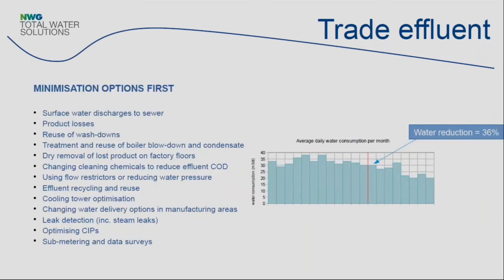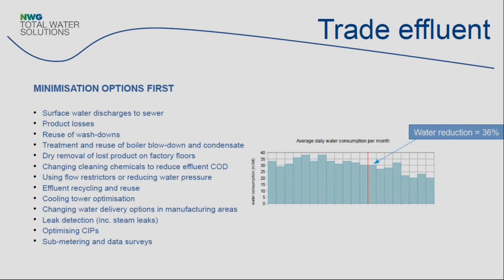So if we look at what these options could be, so let's say it's a manufacturing project and you want to have a look at options for reducing trade effluent. I've got a fairly lengthy list of things there that you would look at, which builds on the previous slide. So this would involve looking at all of these things, building up a picture, understanding exactly where all the effluent comes from, where all the water goes, what's it used for, and looking at how things could be changed.